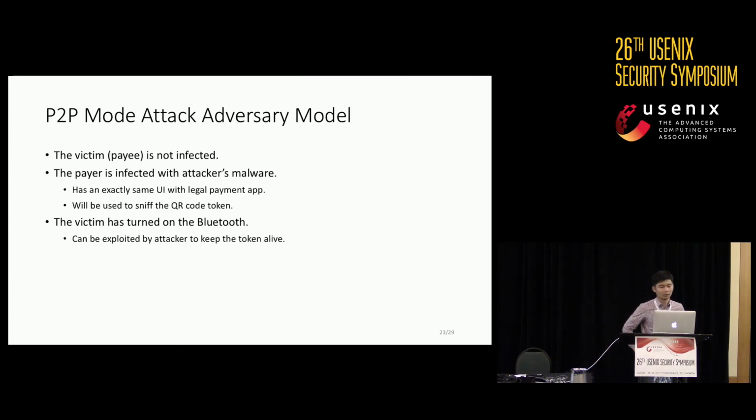So in this attack, we don't assume the victim is infected with malware. However, we assume that the payer is infected with the attacker's malware, and the malware has exactly the same UI as the legal payment application, which allows the attacker to sniff the QR code during the P2P scanning, and the victim has turned on the Bluetooth, which allows the attacker to prevent the QR code from being legally spent.